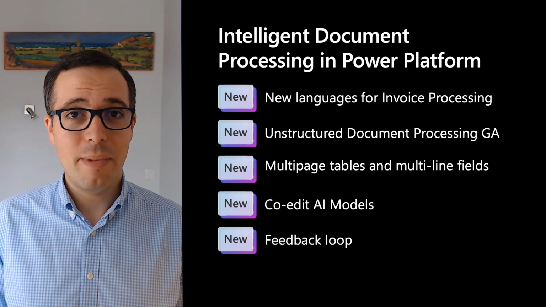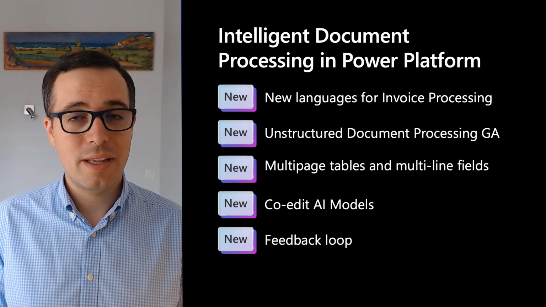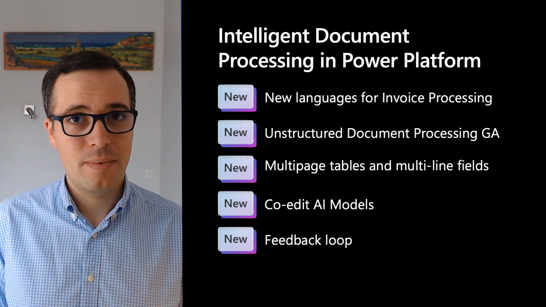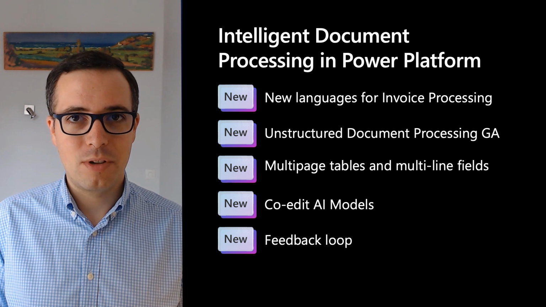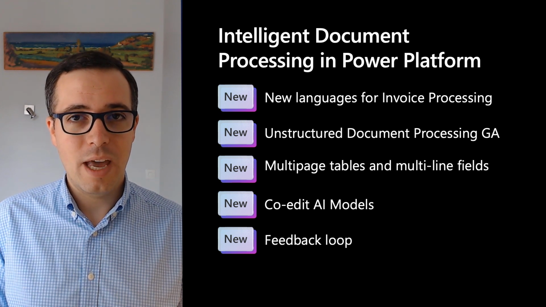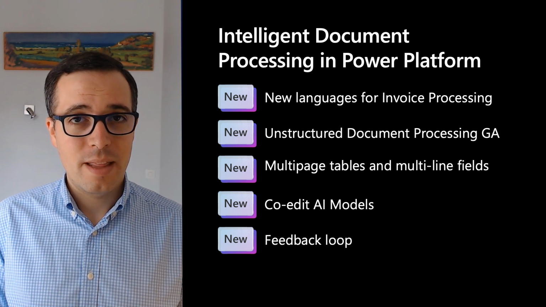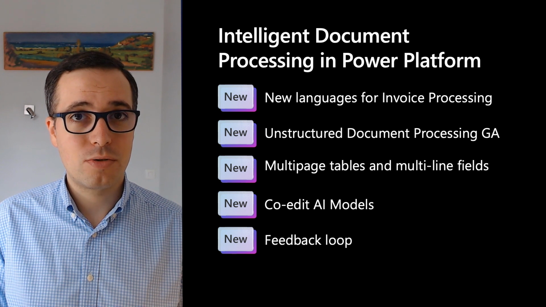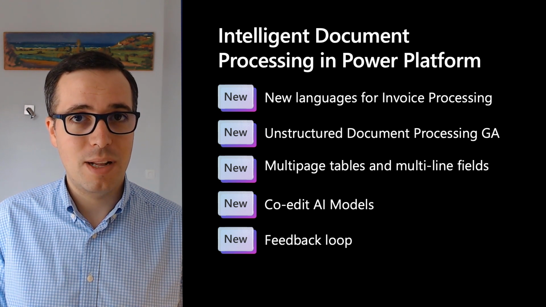We've seen how in a matter of minutes, we've been able to automate a very manual process with Power Automate and the power of artificial intelligence through AI Builder. Let's recap the main announcements we've talked about. First, the out-of-the-box invoice processing model now supports more languages. Then, we've also seen how the custom model can now extract data from unstructured documents, now in general availability.